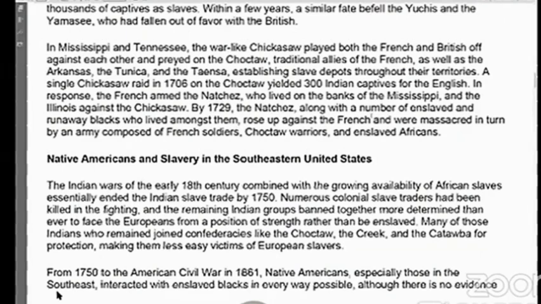In response, the French armed the Natchez, who lived on the banks of the Mississippi, and the Illinois against the Chickasaw. By 1729, the Natchez, along with a number of enslaved and runaway blacks who lived amongst them, rose up against the French and were massacred in turn by an army composed of French soldiers, Choctaw warriors, and enslaved Africans.